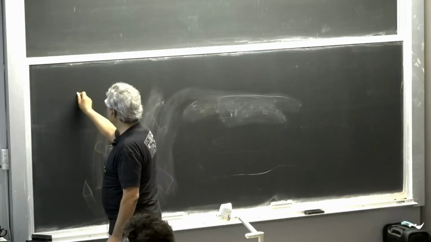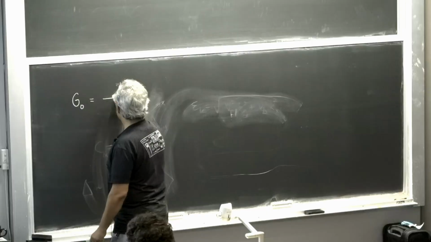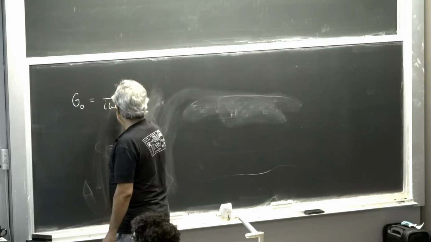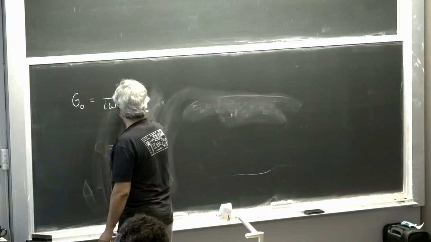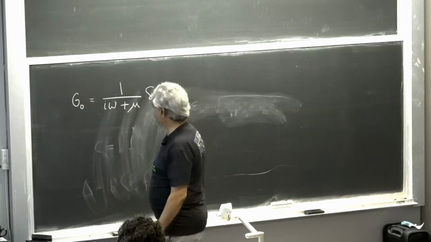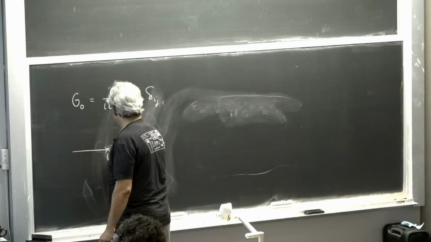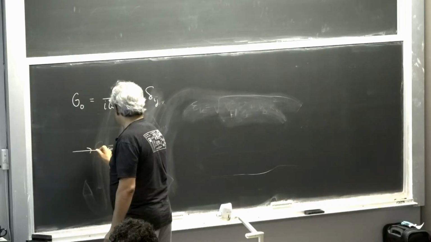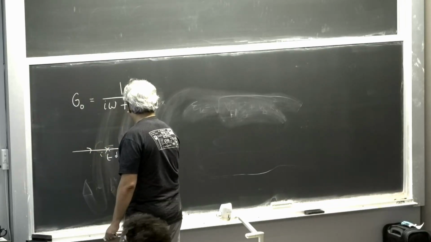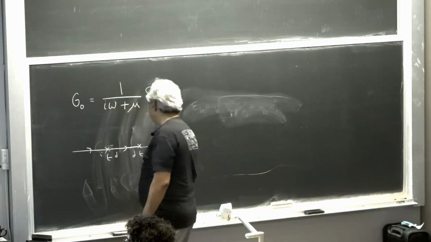So you have some G0, which is when t is equal to 0, which is just 1 over i omega minus mu or plus mu, delta_ij. So it's just completely on site. And then you put in t. So here's t. Then you go from site i to site j, and so on. Then t, this will still be j, and then you go to some other site k, and so on.